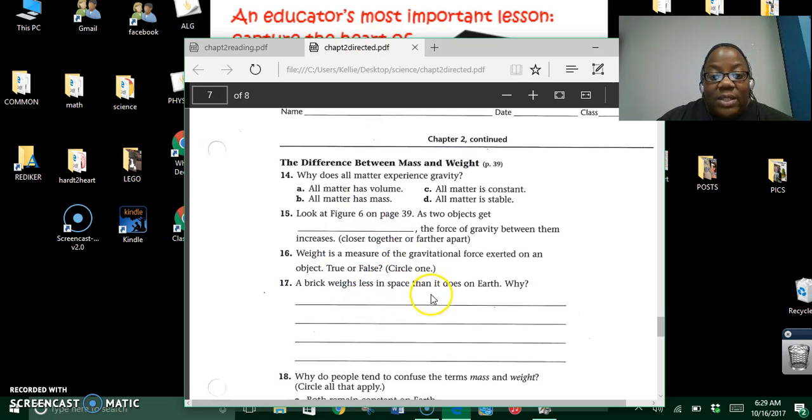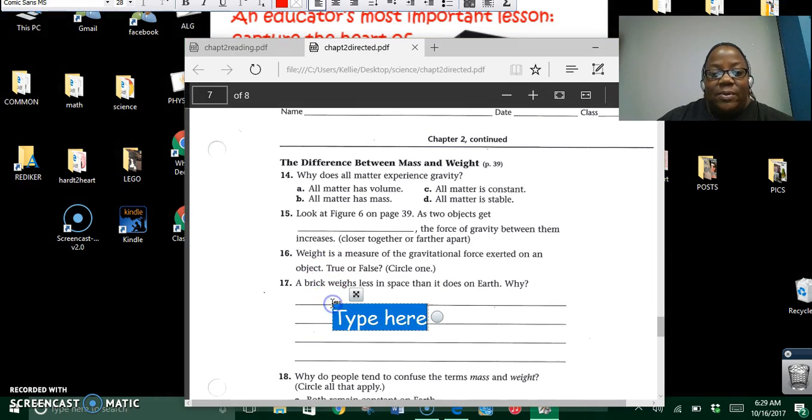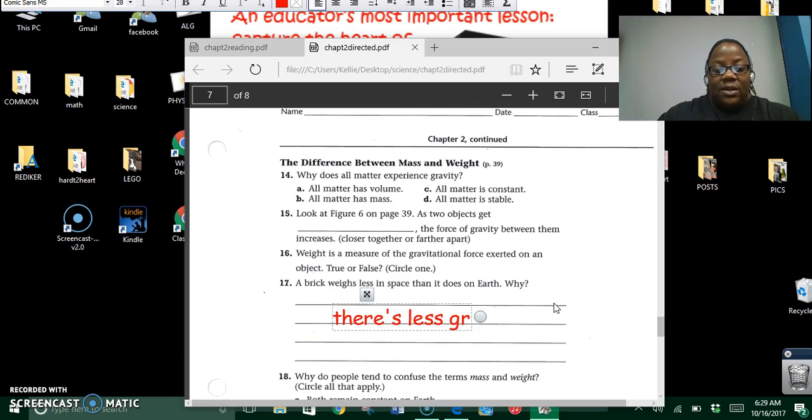I think we can answer the next question here. A brick weighs less in space than it does on Earth. Why? Let's make it simple. Oh, a brick weighs less in space than it does on Earth. That's because there's less gravitational force in space.